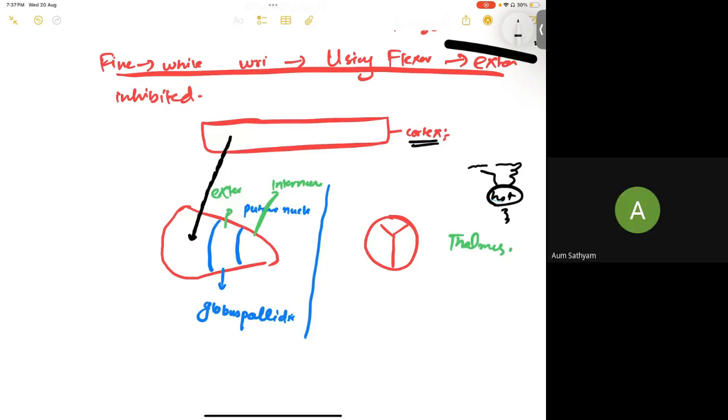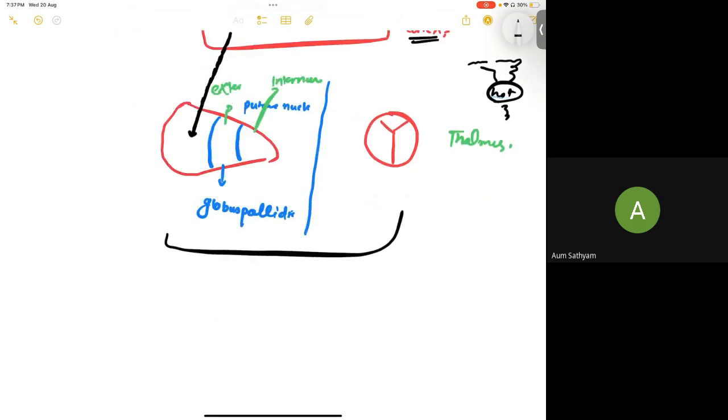Yes, Rob, sir. Okay, so these fibers which are moving from the cerebral cortex to the putamen nucleus are also called corticostriatal fibers. Remember, we sometimes call this entire basal ganglia complex the striatum as well.